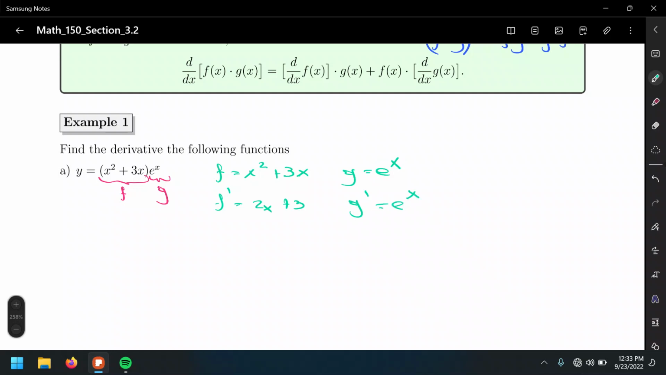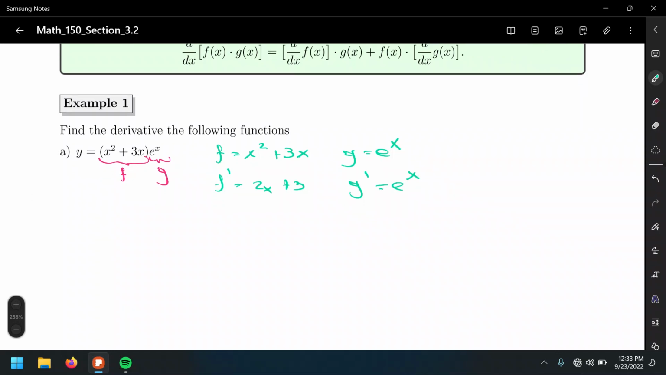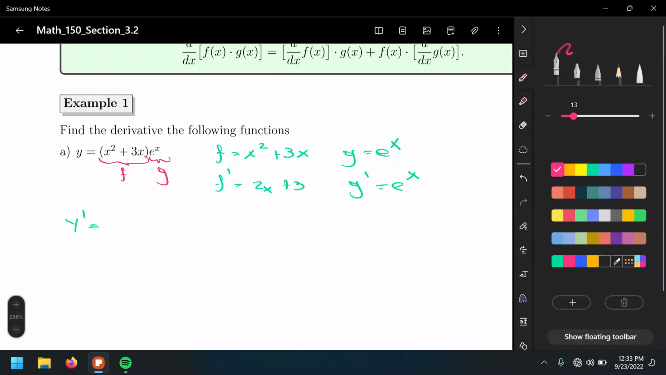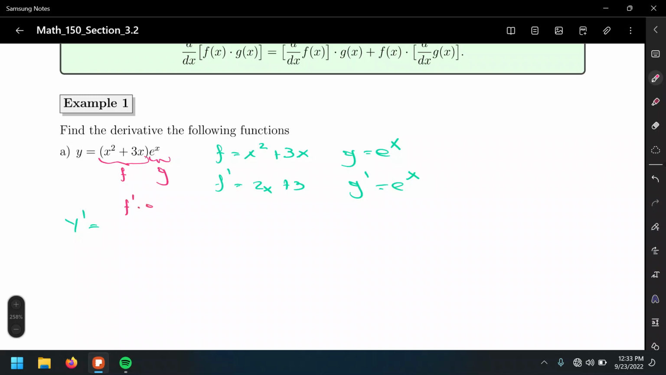Alright, we have everything we need to use the product rule. So y prime, which in this case we're going to use the product rule. Let me write down that product rule formula. So that's going to be f prime times g plus g prime times f. All we do is just write down these parts. f prime, which is 2x plus 3, times g itself without doing anything, not differentiating anything, e to the x, plus g prime, the derivative of e to the x, which is itself, e to the x, times f, which is x squared plus 3x.